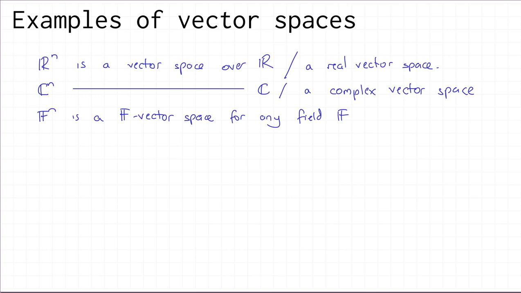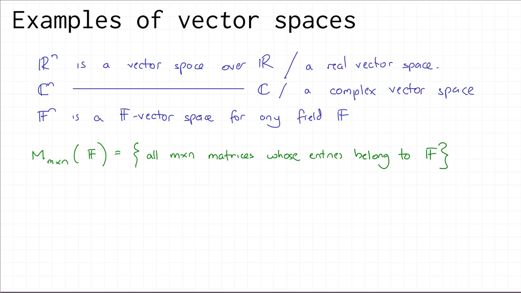Okay, let's look at a slightly different example, so something which is not just column vectors. So let's have vector spaces consisting of matrices. So I'm going to write M_{m×n}(F). What I mean by this is all m by n matrices whose entries belong to F. So if you choose a field F, then this will be an F vector space, or a vector space over F. So the set of m by n matrices with complex entries will be a complex vector space, and the set of m by n matrices whose entries belong to the finite field of order 2 will be a vector space over the finite field with order 2.